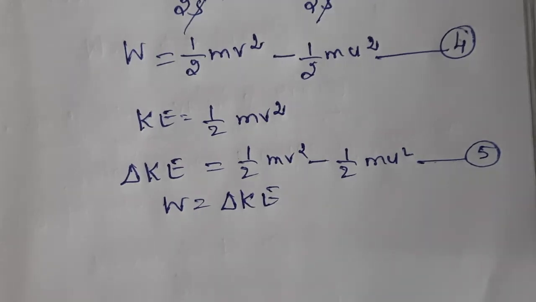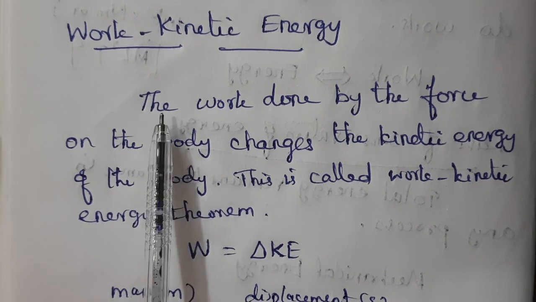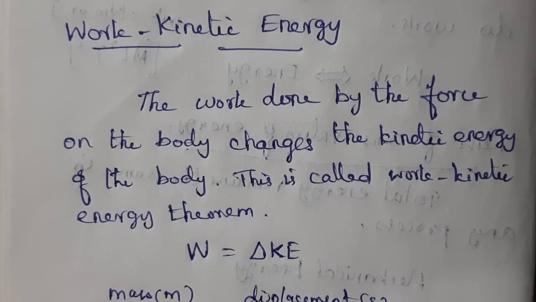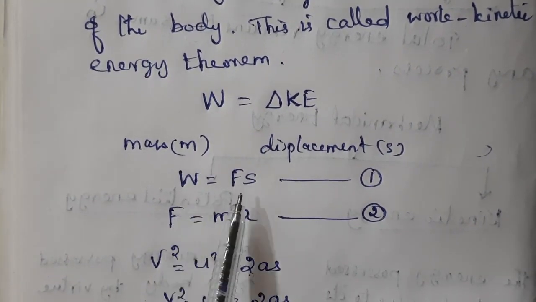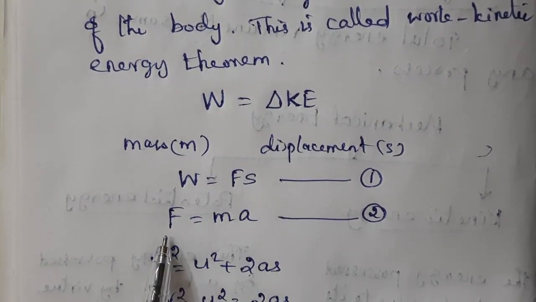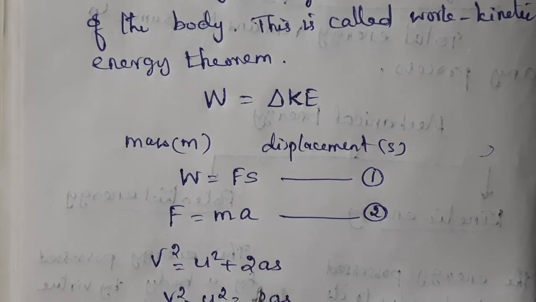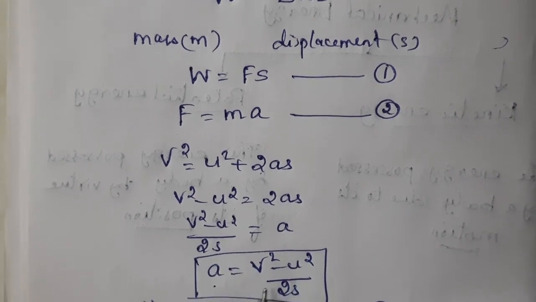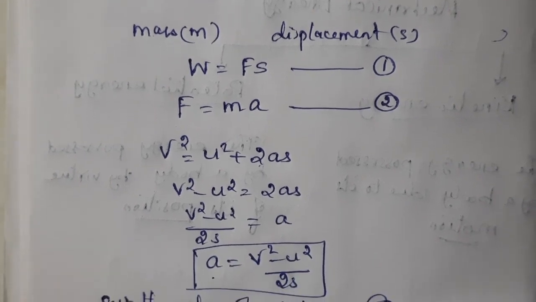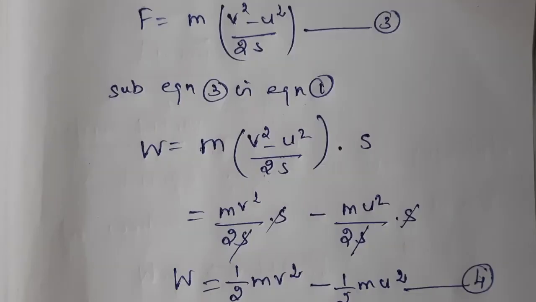Very important question. For this question, first we have to write the statement. This is the statement. Then we have to write the expression. That is, first the work done formula, force into displacement. Then the force formula, mass into acceleration. Acceleration we have to find from the third equation of motion, a is equal to v square minus u square by 2s. Then substitute this value here and find the value of work done.